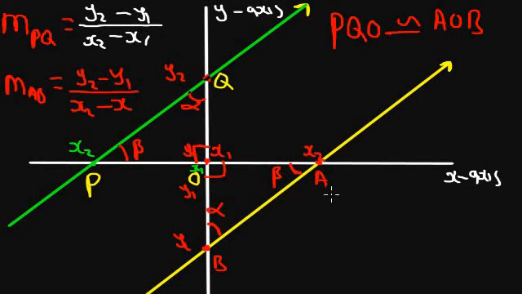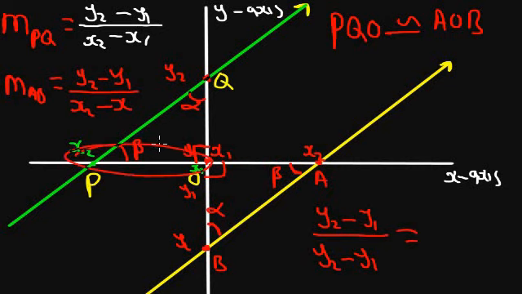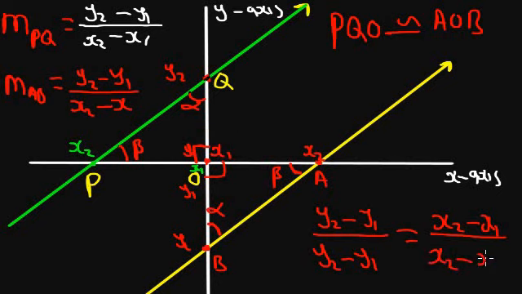So let's see that. For the first triangle, its ratio will be y2 minus y1 divided by that of the second triangle, which is y2 minus y1. This is going to be equal to the ratio of the second one. That will be x2 minus x1 divided by the ratio of this one, x2 minus x1.